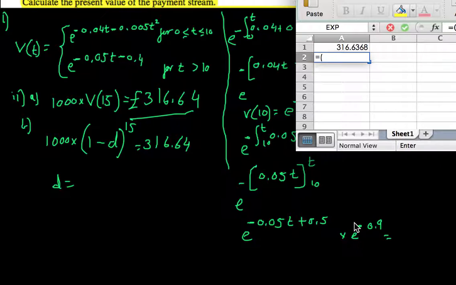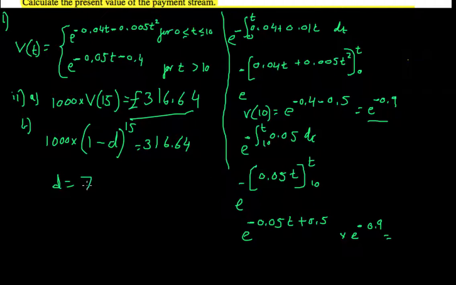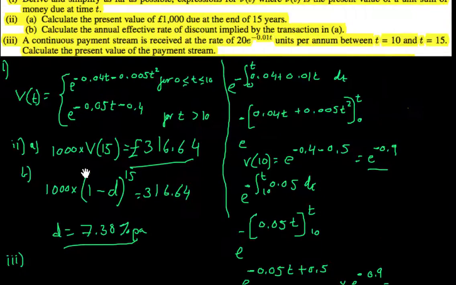Equals 316.64 divided by 1,000, close brackets, to the power of 1 on 15, equals whatever that is, and then 1 minus that will give us d, 0.0738, which is 7.38%. 7.38% per annum. And there you go, that's the answer to part B, double I. And now we can look at triple I.